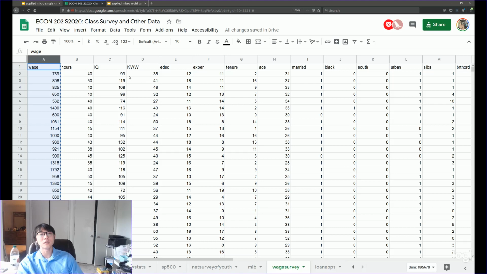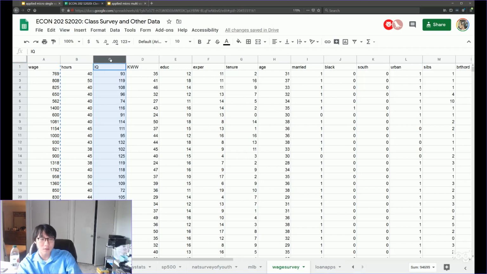Say I was interested in understanding what the relationship is between somebody's IQ and their wage. The IQ test is supposed to measure your intelligence, right? So maybe people who are smarter make a higher wage. That would be a reasonable hypothesis. So let's see if there's any evidence of that.